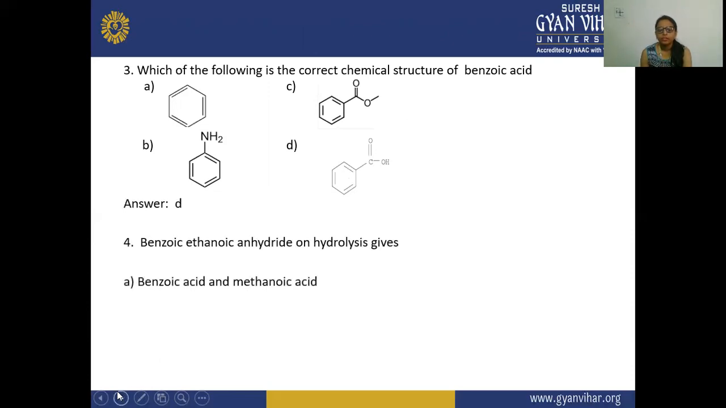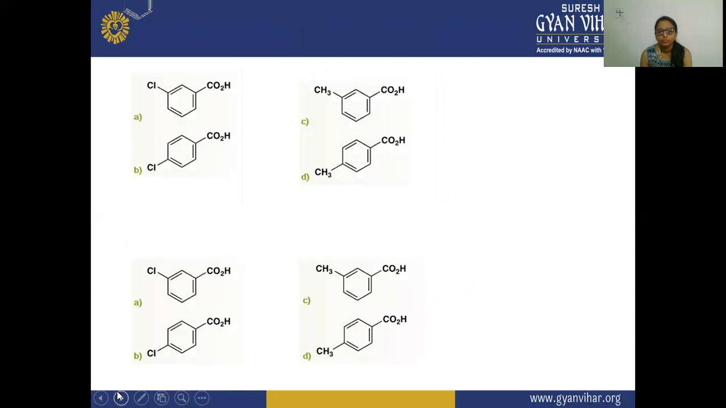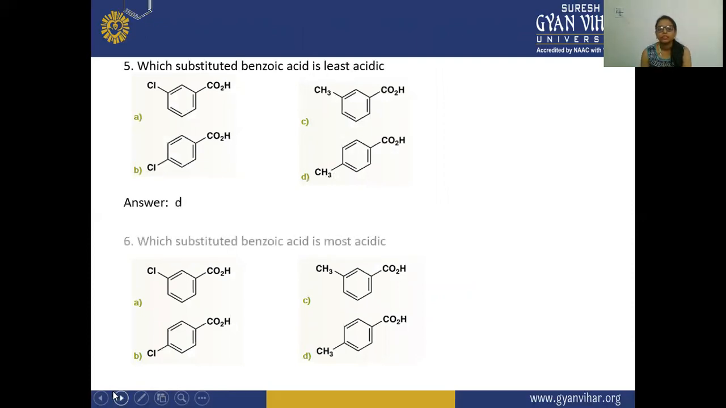Benzoic ethanoic anhydride on hydrolysis gives benzoic acid and methanoic acid, benzoic acid and ethanoic acid, phenyl ethanoic acid and methanoic acid, or no product. The answer is B, benzoic acid and ethanoic acid. Next, which substituted benzoic acid is less acidic? Here the D one is the least acidic. And in the sixth, which substituted benzoic acid is more acidic? That is A, the chlorine one, more acidic.